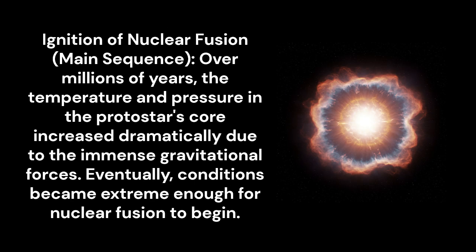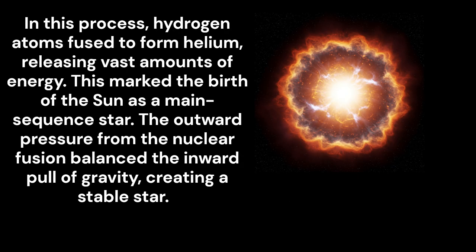Ignition of nuclear fusion. Main sequence. Over millions of years, the temperature and pressure in the protostar's core increased dramatically due to the immense gravitational forces. Eventually, conditions became extreme enough for nuclear fusion to begin. In this process, hydrogen atoms fused to form helium, releasing vast amounts of energy. This marked the birth of the Sun as a main sequence star. The outward pressure from the nuclear fusion balanced the inward pull of gravity, creating a stable star.